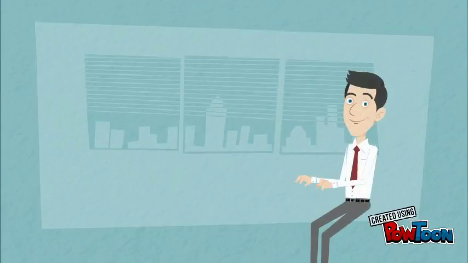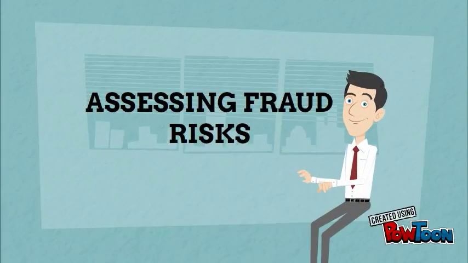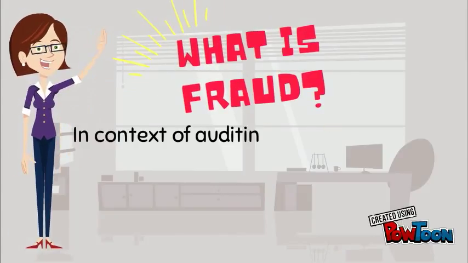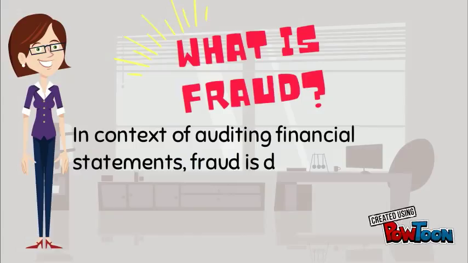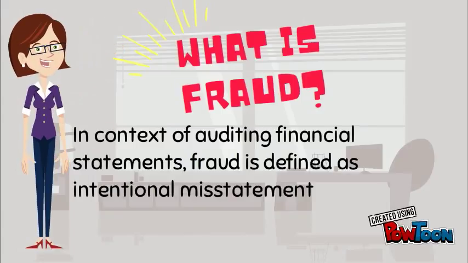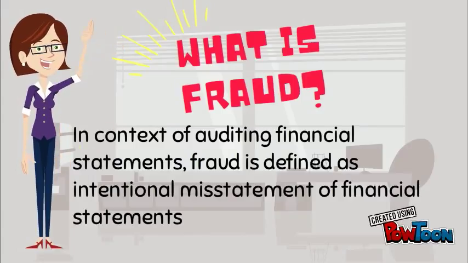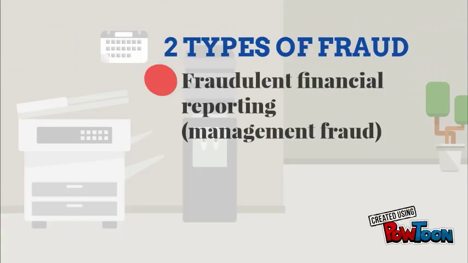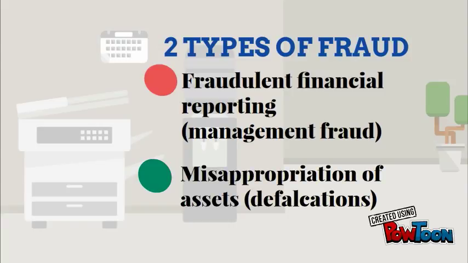The seventh table is assessing fraud risk. What is fraud? In context of auditing financial statements, fraud is defined as intentional misstatements of financial statements. There are two types of fraud. First, fraudulent financial reporting, which is management fraud, and misappropriation of assets.